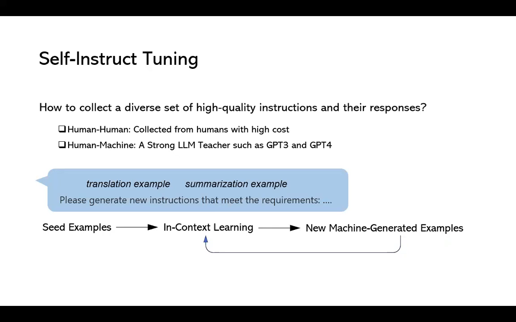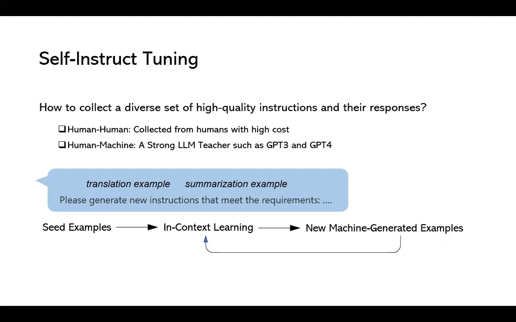Previously, remember, we wrote our own instruction data. One is a translation example, the other one is a summarization example, right? We could actually use these as seed examples, and let's try to leverage the power of in-context learning in GPT-3 and GPT-4.